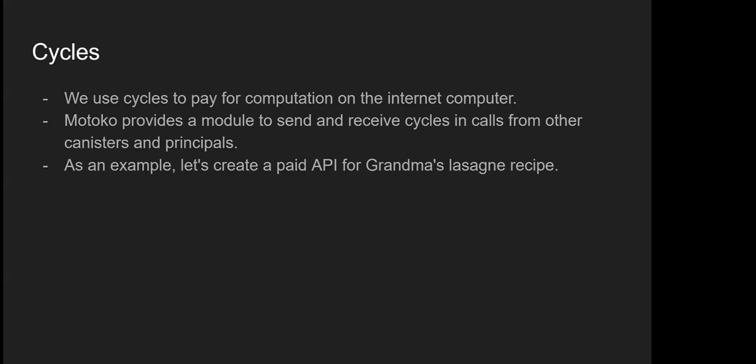And the third and final component for today's lecture is going to be dealing with cycles. So cycles is the economic unit that we pay for receiving computation on the internet computer. All of our canisters have a cycle balance, and in order to perform computation, we must be able to burn cycles. If our canisters fall below a certain threshold, our canisters will freeze.